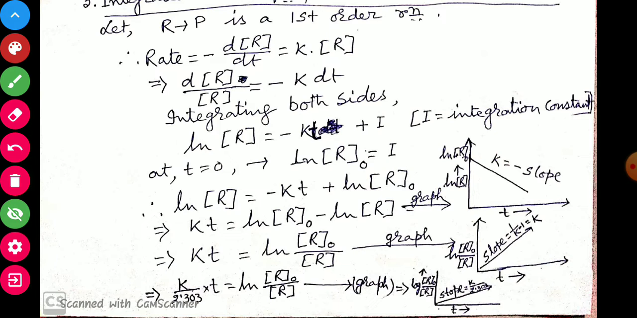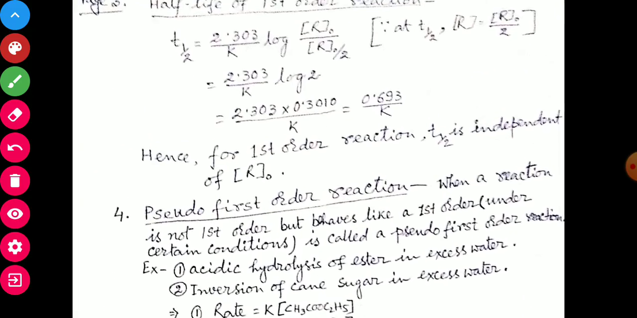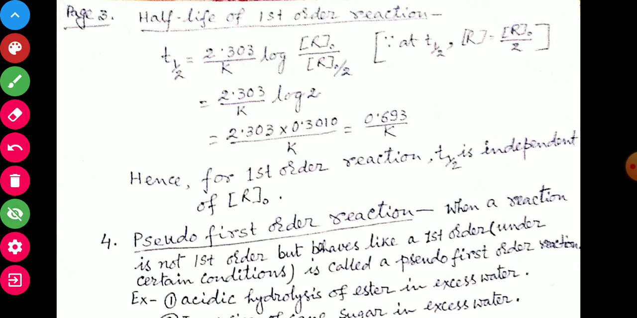Therefore, k = (2.303/t) log(R₀/R). The graph is log of molar concentration R₀ by molar concentration R on the y-axis against time t on the x-axis, with slope equal to k/2.303. Now, half life of first order reaction: t½ = (2.303/k) log([R]/([R]/2)), which gives 0.693/k. Hence, for a first order reaction, t½ is independent of molar concentration of R.